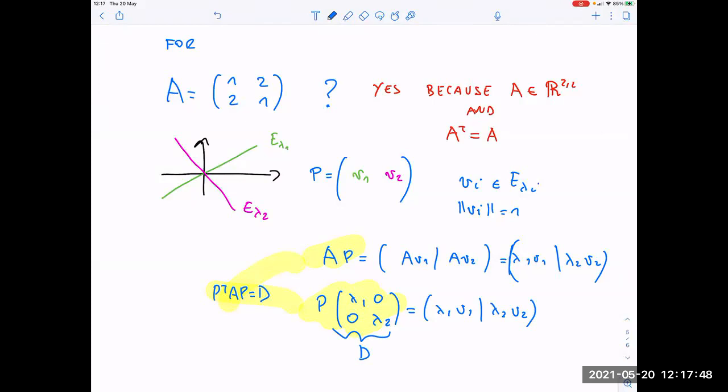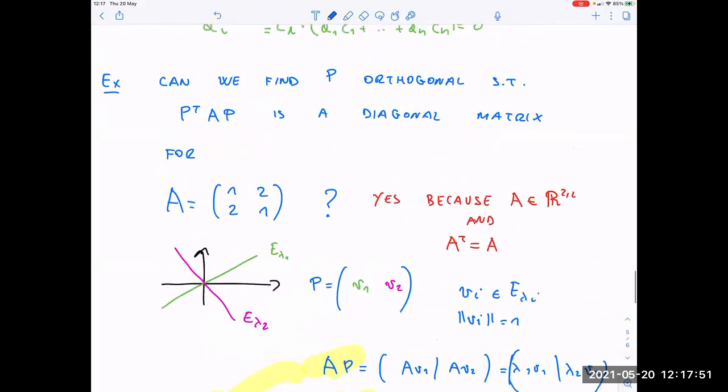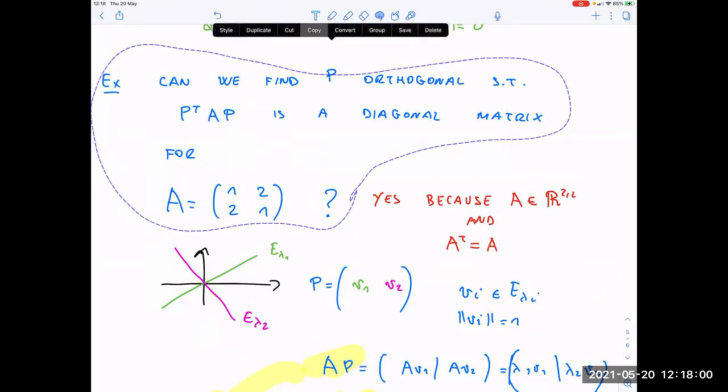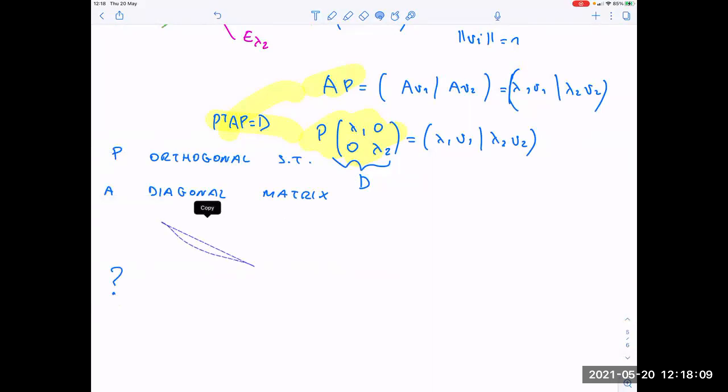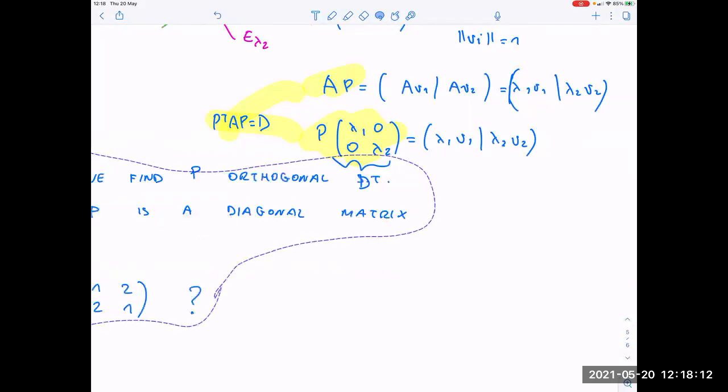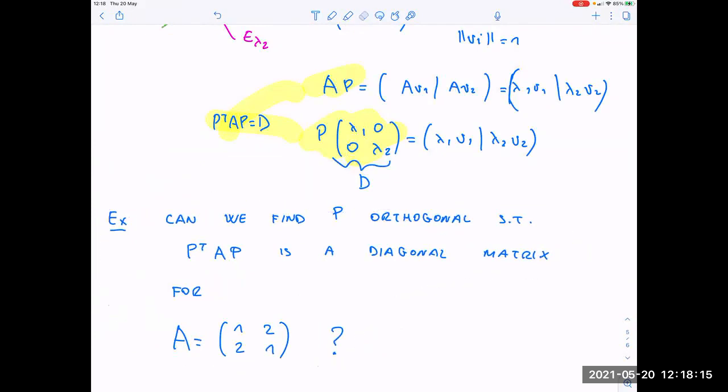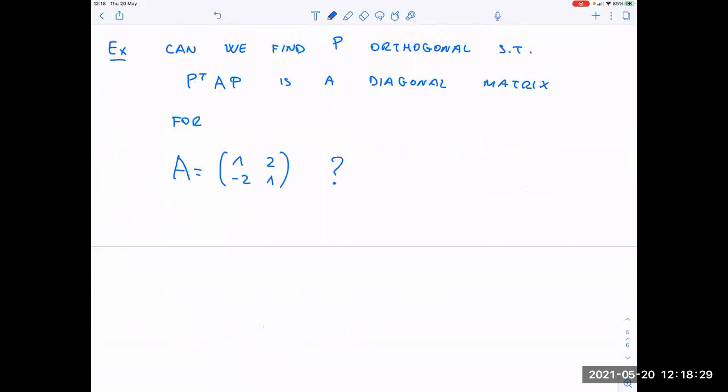Okay, now we ask the same question, but for a different matrix and see what our answer is going to be. Here it is, say 1, 2, minus 2, 1. What do you think? Can we do this or not?